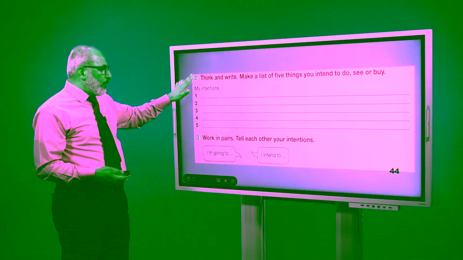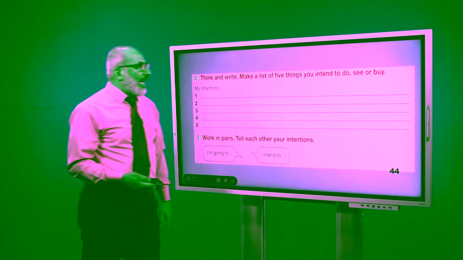Now, I want you please to open your books, page 44, and do this activity. Activity number 2, think and write. Make a list of 5 things you intend to do, see or buy. Write them here. And then try to work in pairs using both structures, I am going to, or I intend to. And then also do this activity in the same page.